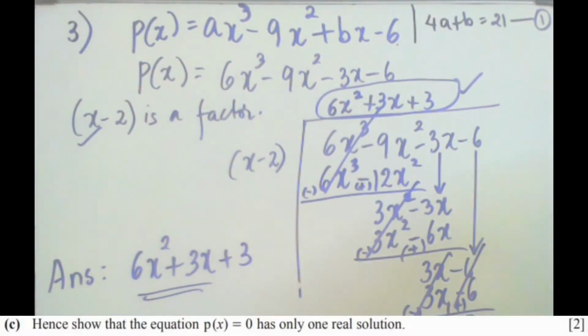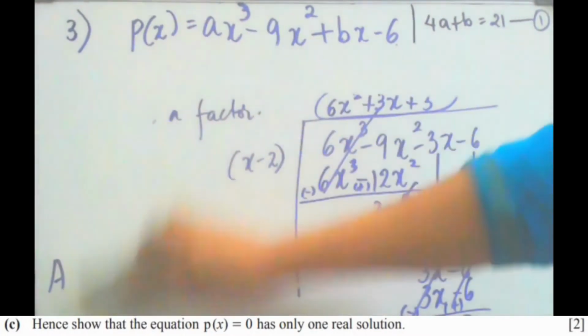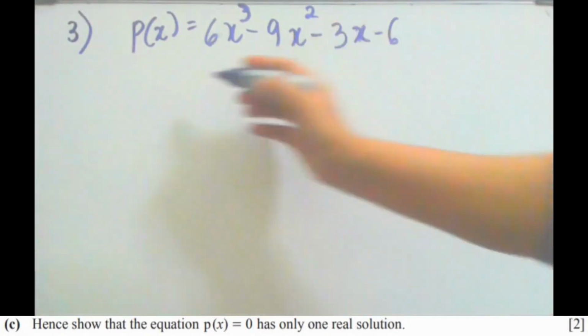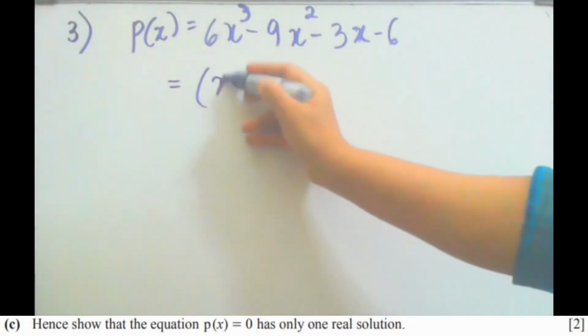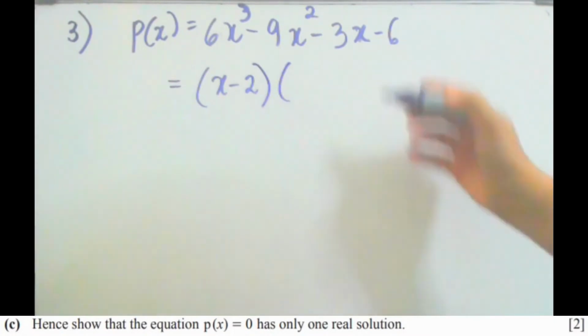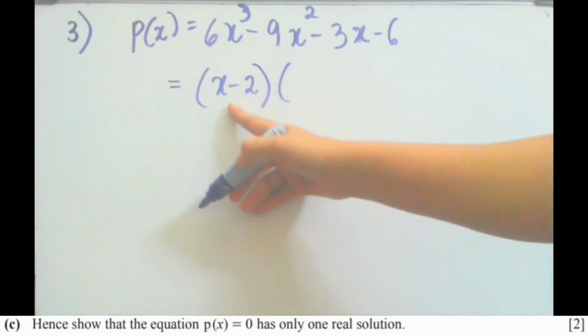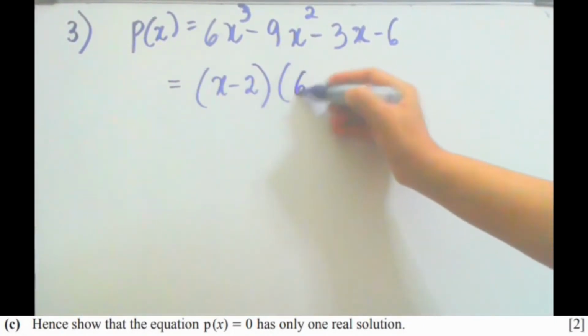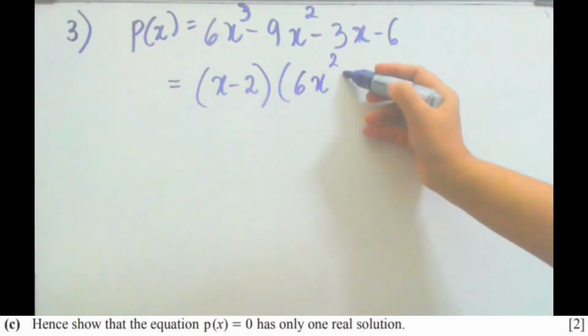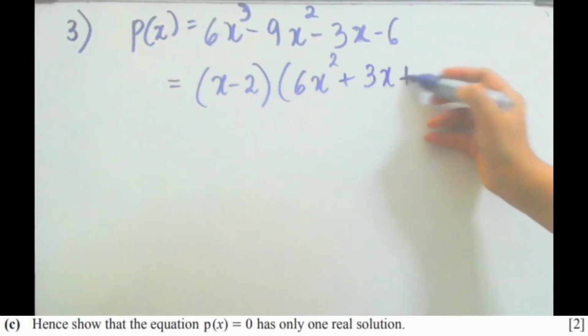Alright, so we have the third part to this. Hence show that the equation p of x is equal to 0 has only one real solution. Okay. So we have to now find the roots of this polynomial. We have already factorized this polynomial, and they are the two factors. One is linear factor x minus 2 and another quadratic factor 6x square plus 3x plus 3.